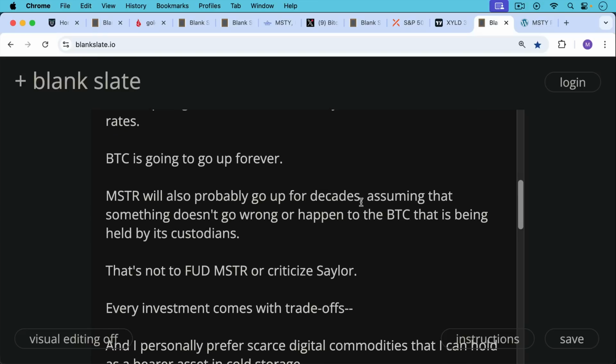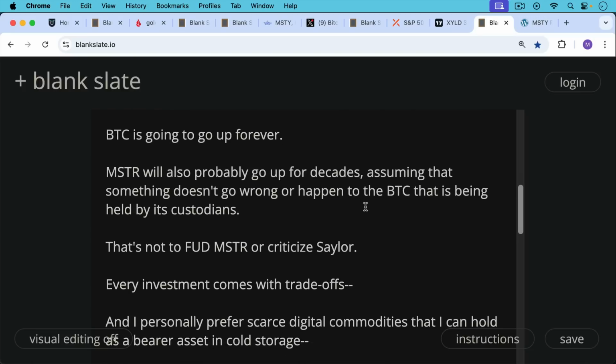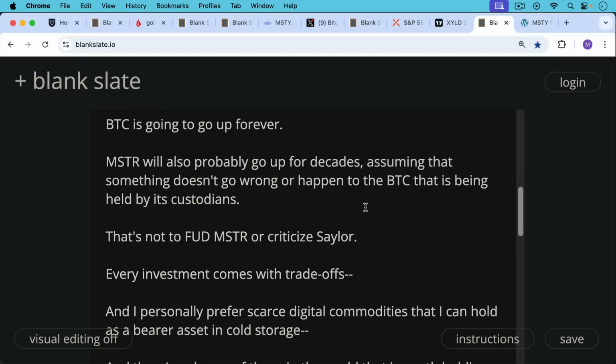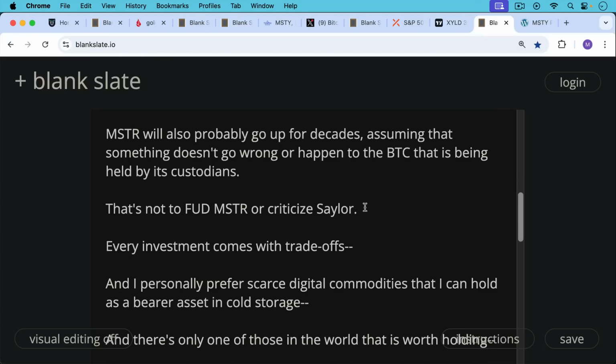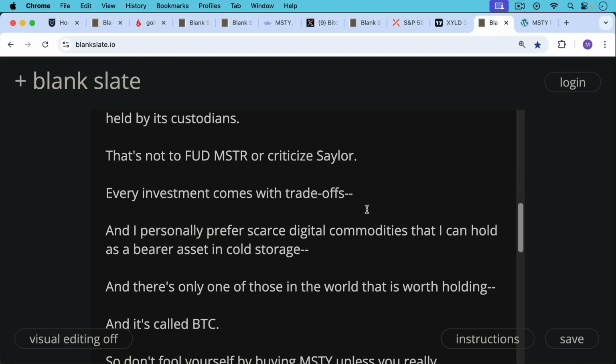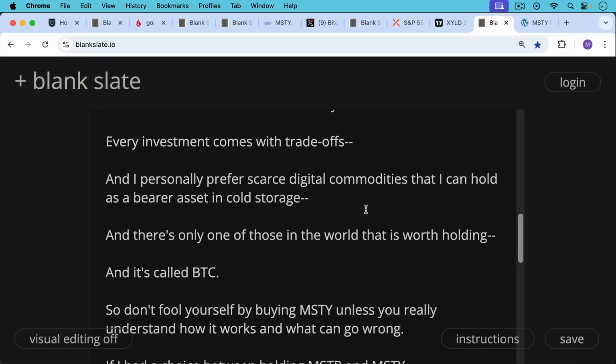And it's true, you're welcome to own BTC. You're welcome to own MSTR. You just have to understand that every investment comes with trade-offs. And I personally prefer scarce digital commodities that I can hold as a bearer asset in cold storage. And there's only one of those in the world that's worth holding. It's called BTC. It's called Bitcoin.